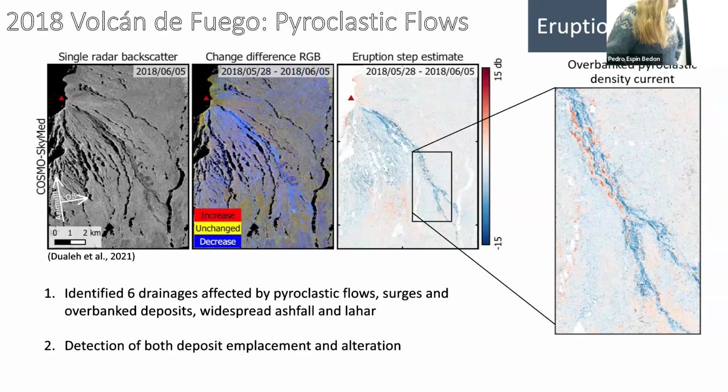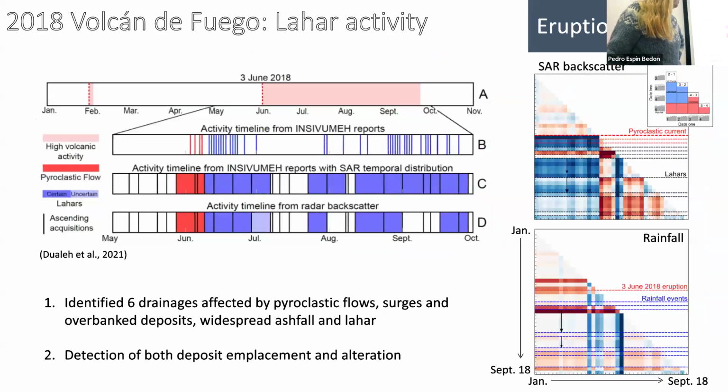You can see here we've got a slightly cleaned up version of the backscatter that shows the impact of the eruption itself on backscatter on one side of the volcano. So you can detect both the deposit emplacement and its alteration, and all the different drainages around the volcano that were affected. And a nice way of thinking about that is looking at these figures on the right here.